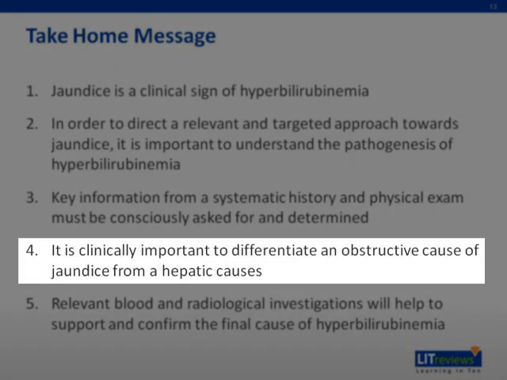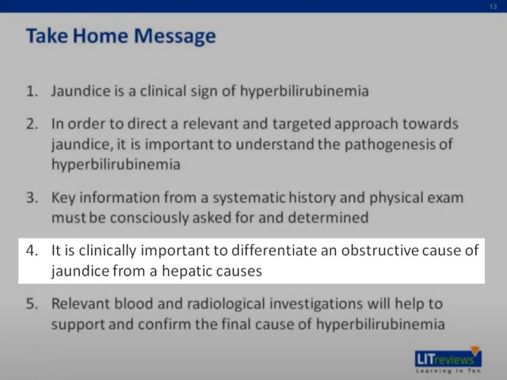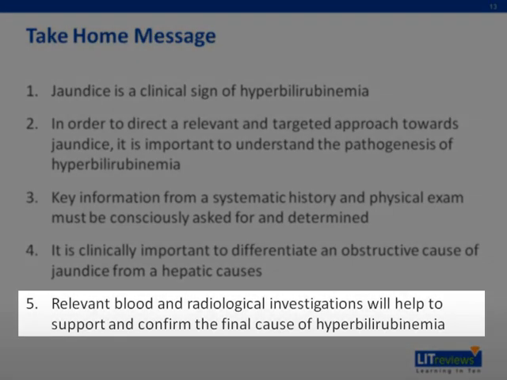Differentiating an obstructive from a hepatic cause of jaundice is of great clinical significance in tailoring management plans. Once we have a few differentials, relevant blood and radiological investigations can help to support and to confirm the final cause of hyperbilirubinemia.